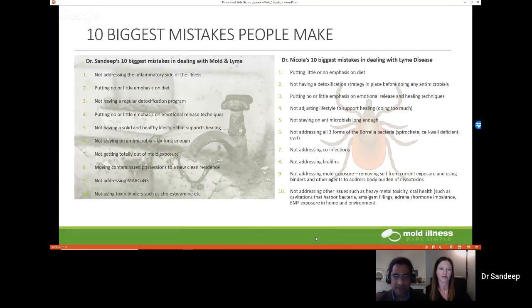Number 9, not addressing MARCoNS. MARCoNS stands for multiply antibiotic resistant coagulase negative staph. They're often found in the deep nasal passages. If you don't look at them, that can be another inflammatory trigger that can still be lighting the fire of inflammation in your body. And that can be one little nail that you haven't pulled out along the way. Very simple to check for with a nasal swab sent off to Microbiology DX. Any practitioner can order it.